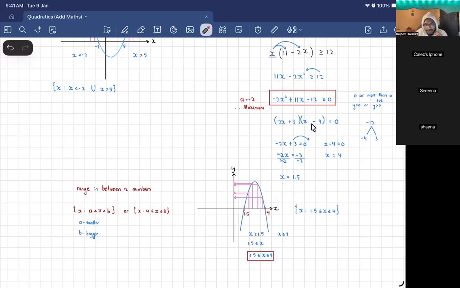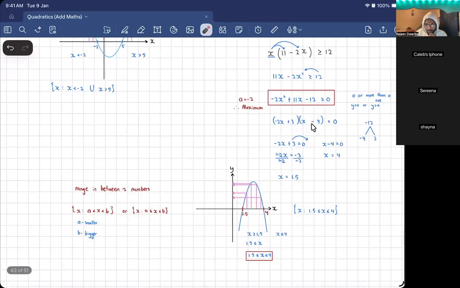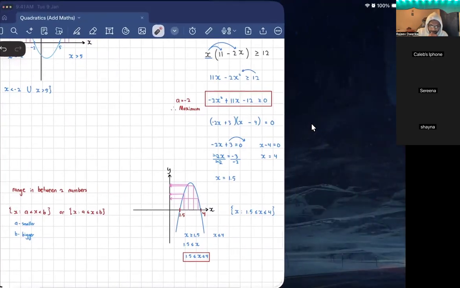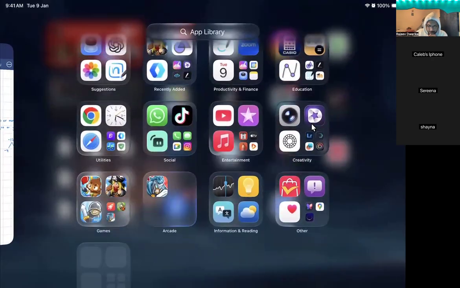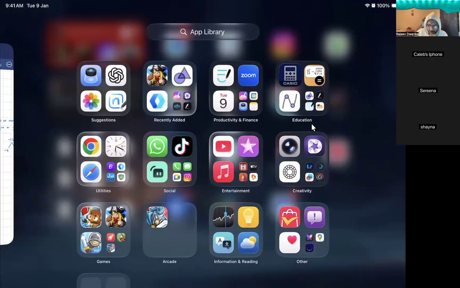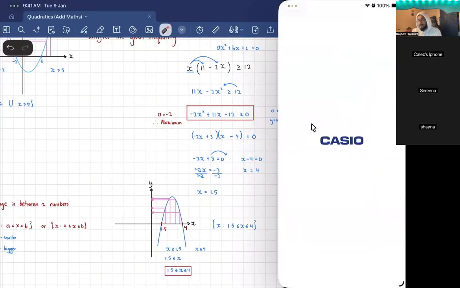Now, if you are having a hard time factorizing it, here's what. The question is worth 3, 4 marks. I'd rather you lose 1 mark than lose 2 or 3 marks. Do you know how to solve it in a calculator? Yes or no? No? All right. What kind of calculator do you have? Casio. Well, you have the proper thing, boy. Let me show you that quickly.